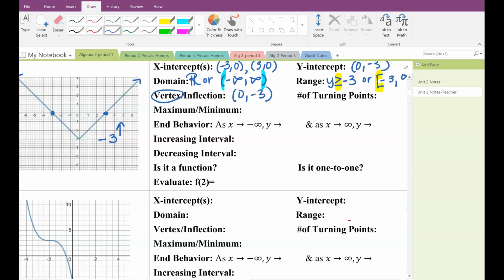Is it a maximum or minimum? This is definitely a minimum, and the minimum is where the vertex is at. Now, end behavior. This is a new concept to us.